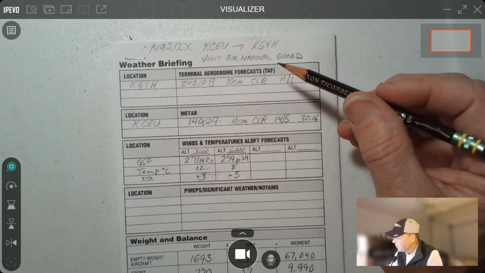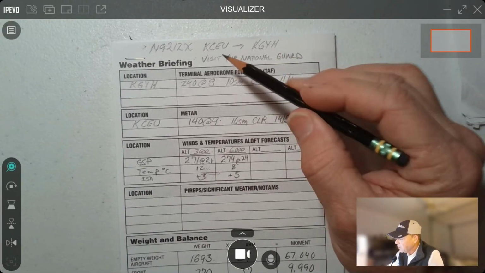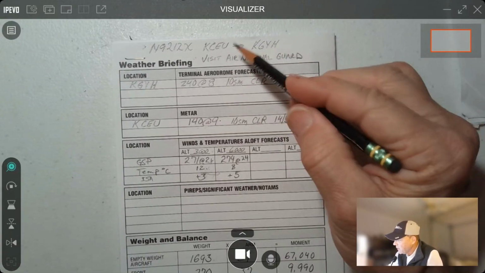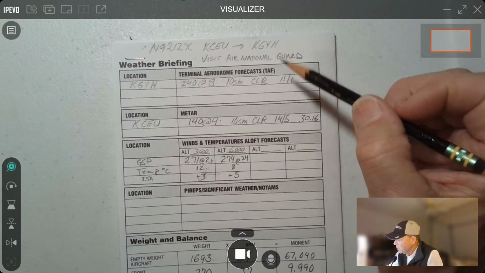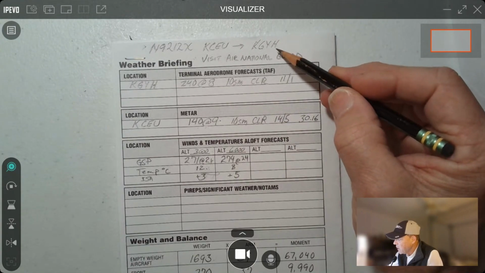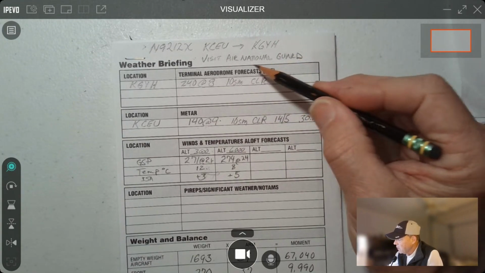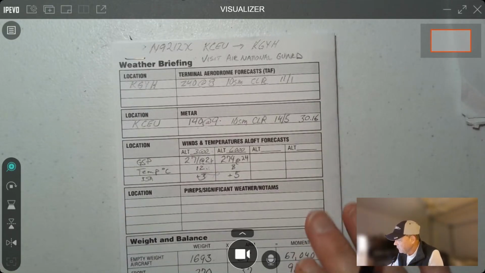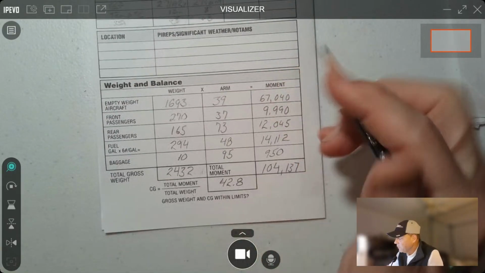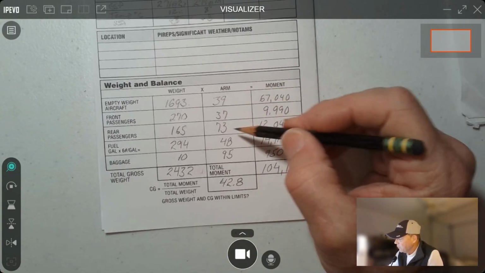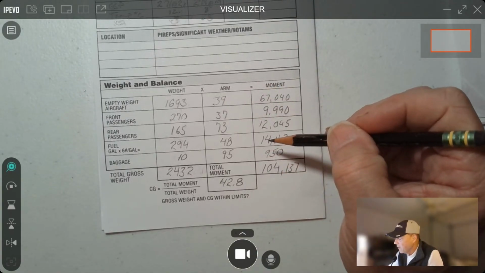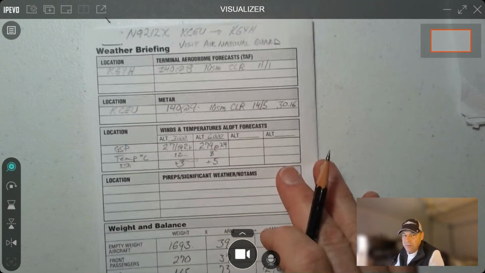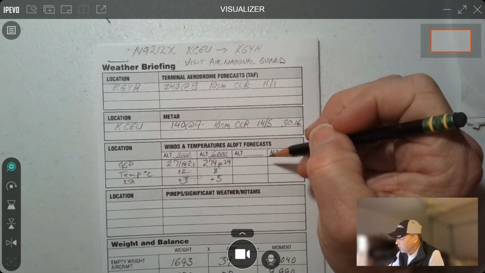In this example, we're going to be taking old 90212 X-ray from Oconee County, that's KCEU, to Donaldson Field, KGYH, to visit our friends at the Air National Guard. Now, in flight planning, one of the first steps you would have done was to complete your weight and balance just to see if you can get off the ground in the given amount of runway. And you would have also got your weather briefing.